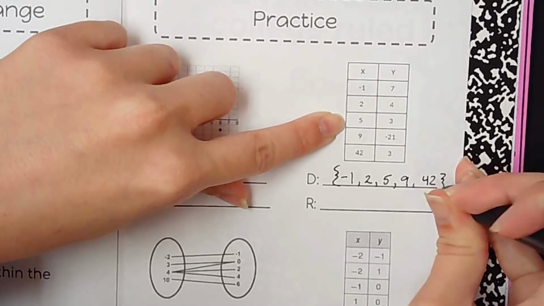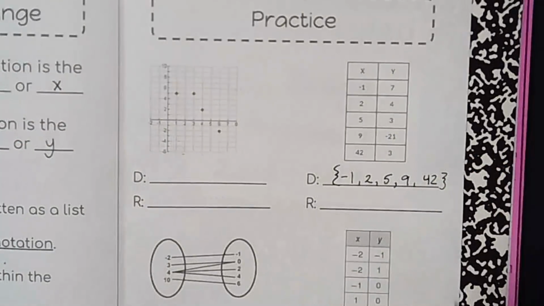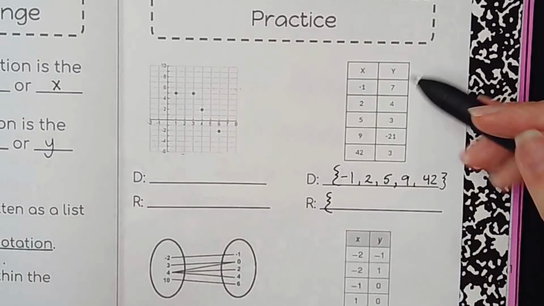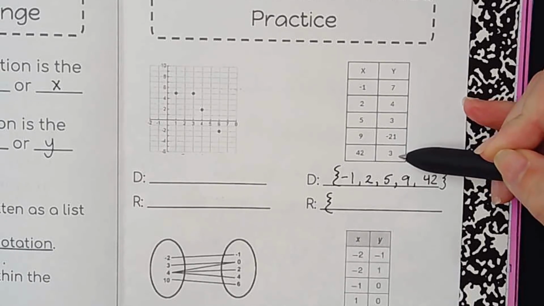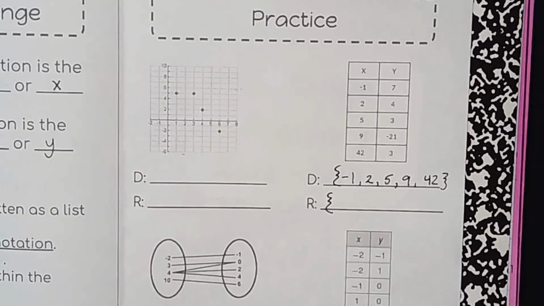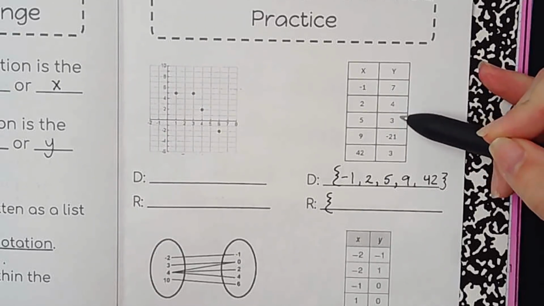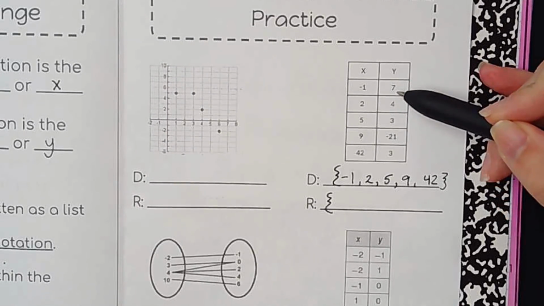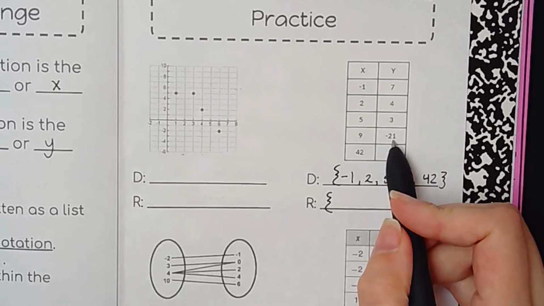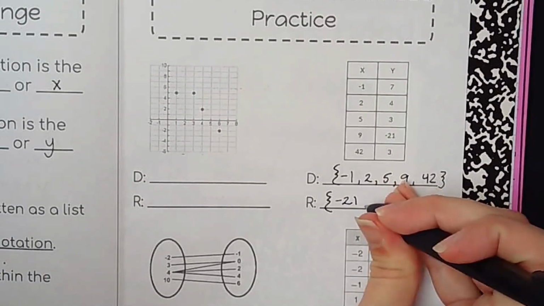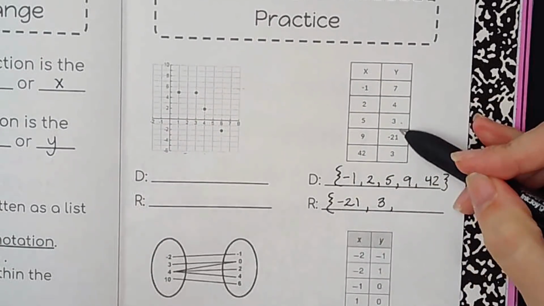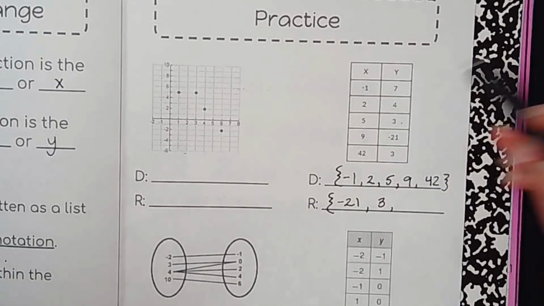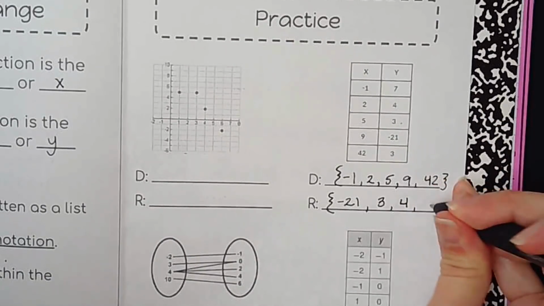When I write my range, I'm going to be looking at all my y values. And in this case, I do have a repeat. +3 shows up twice. I'm not going to write that twice. I'm only going to write it once. And these aren't in order from smallest to largest. So I'm going to start with my smallest number, that's -21. Next would be +3. And I'm only writing that +3 one time. The next number in my range is +4, and the last number is +7.